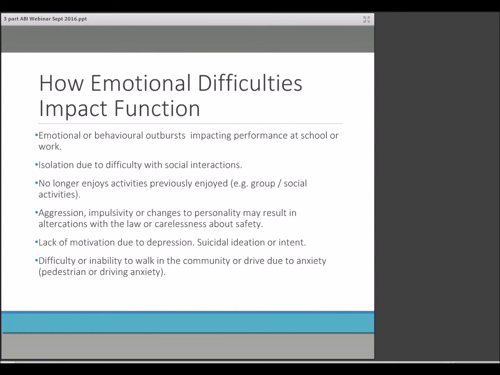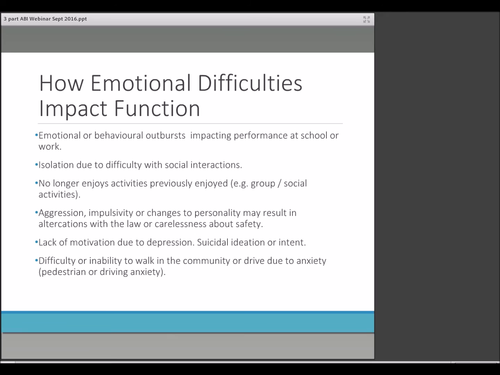Do these emotional difficulties then impact the function of our clients? From an emotional perspective, the client with an acquired brain injury may show emotional or behavioral outbursts, for example, which can impact their performance at school or at work. They may be socially isolated due to difficulties with social interaction as a result of mood, anxiety, or aggression. Their previous social circles may actually exclude them from post-injury activities, or the individual may no longer enjoy activities that they previously did, such as group or social activities.